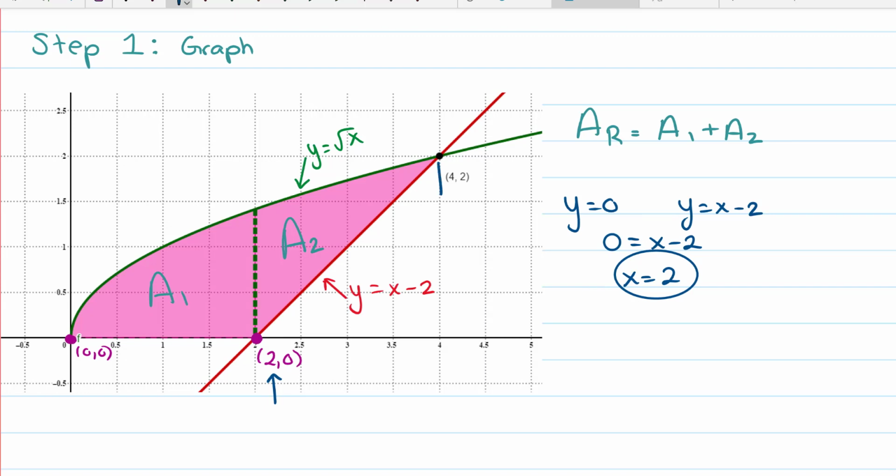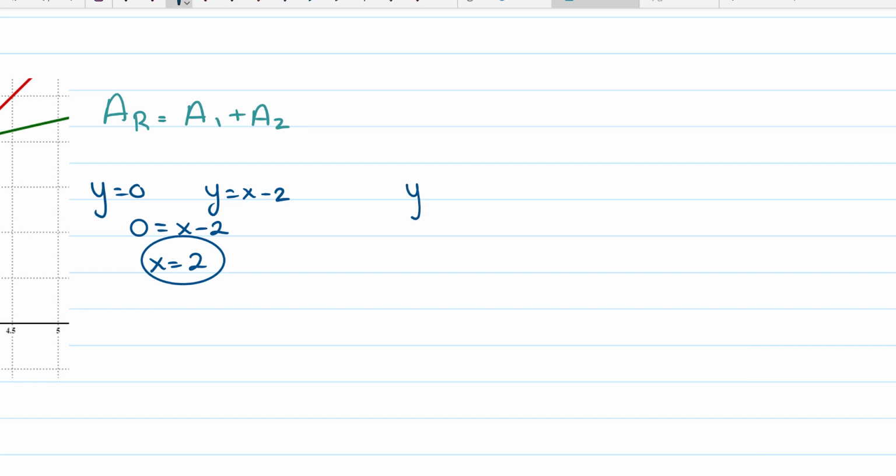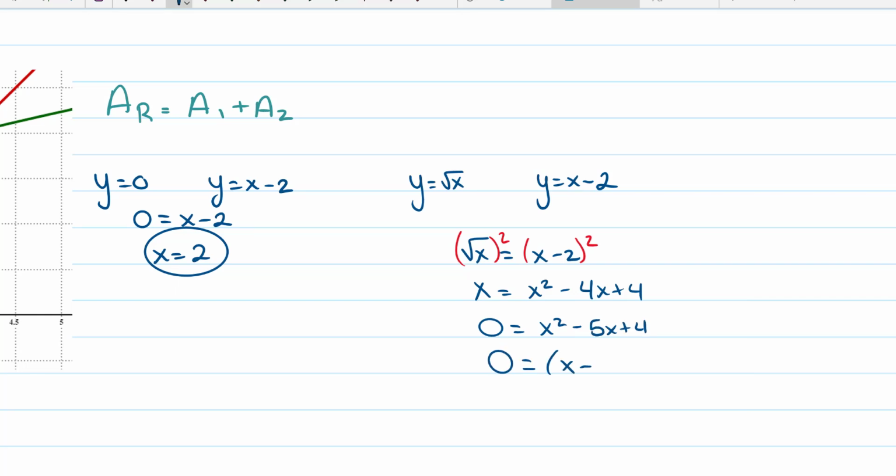Now what we have to do is figure out this ending point. Now we can see just from the graph it's 4, 2, but again, I want to show you algebraically how to find it. So we have y is equal to the square root of x, and y is equal to x minus 2. So what we need to do here is set them equal to each other. So you get the square root of x is equal to x minus 2. And then we square both sides. So we get x is equal to x squared minus 4x plus 4. So 0 is equal to x squared minus 5x plus 4. And then you factor this. So you get x is equal to 4 and x is equal to 1.